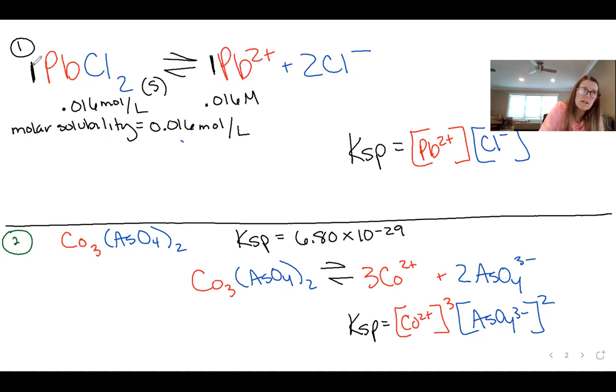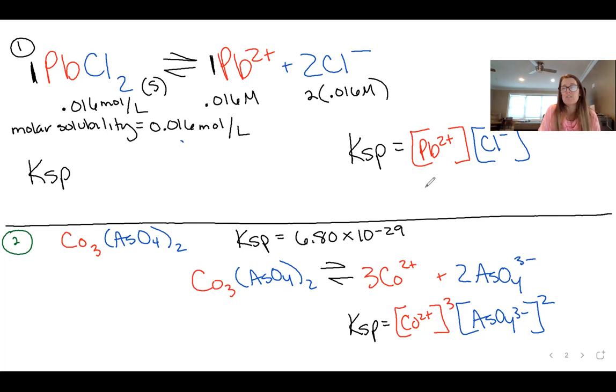For every 1 lead chloride that dissolves, I am actually going to get 2 chlorides. So what I will see here is I'm going to have 2 times that 0.016 molar. So generally, if they give you the molar solubility, the question is what is the KSP of this solid? And so now we can put those concentrations in and answer that question.